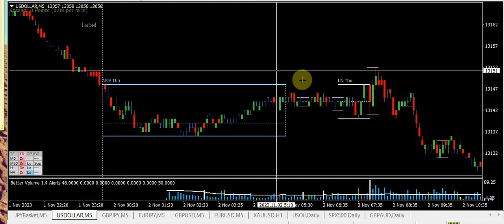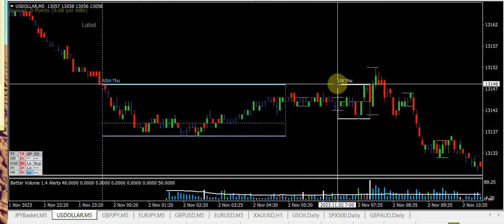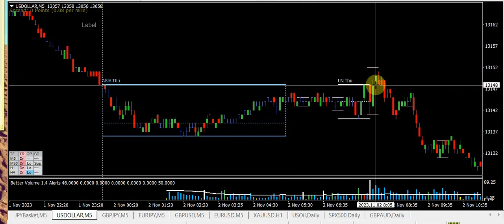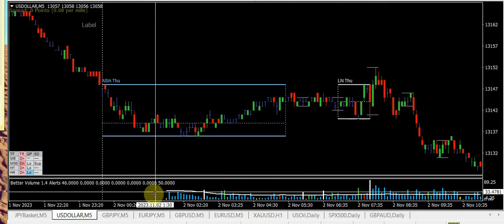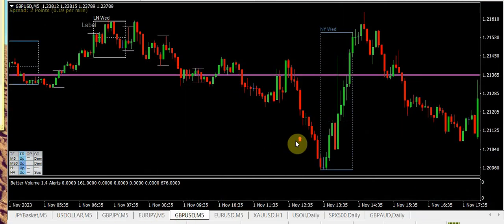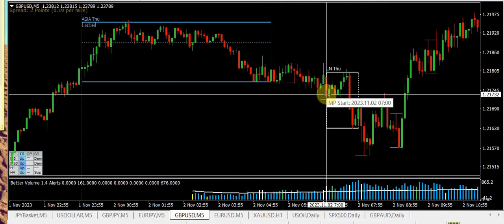Okay, now we're moving on to Thursday. So 1, 2, 3, box 3, we get a clean liquidity take of the highs. So from 8.05 or 8.10, I'm looking for dollar shorts on the Thursday. That puts us here.